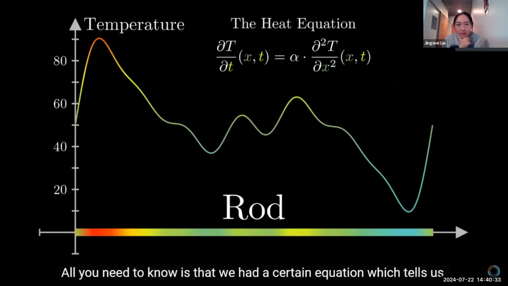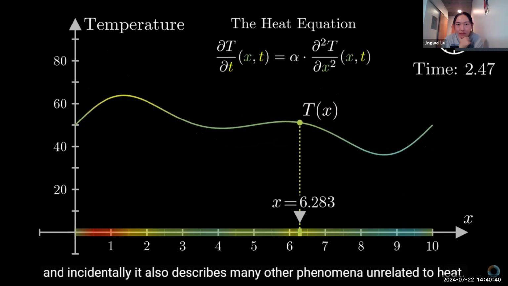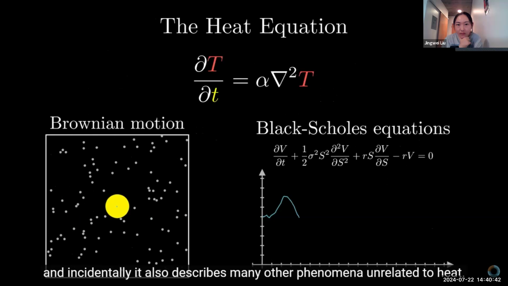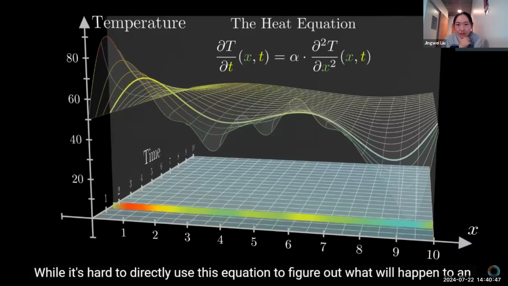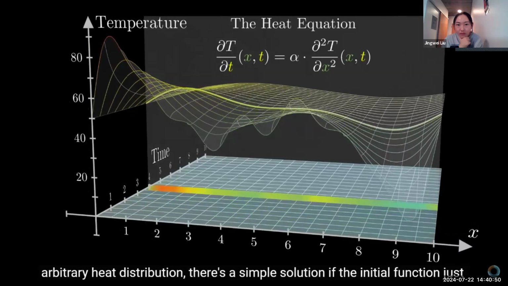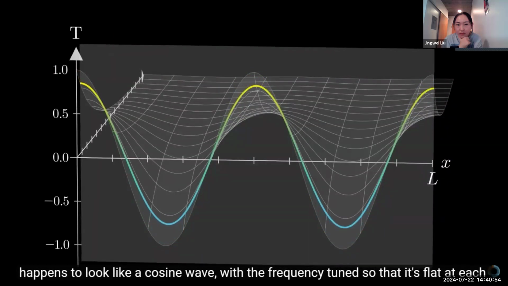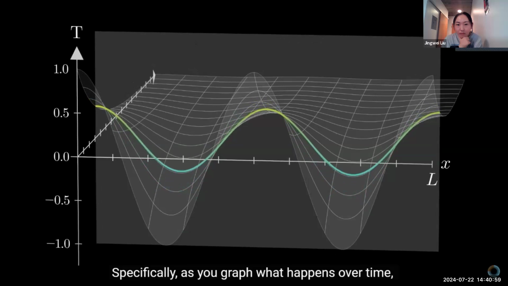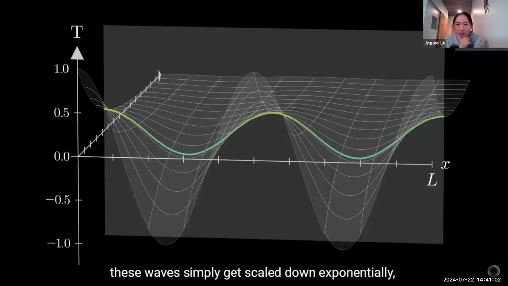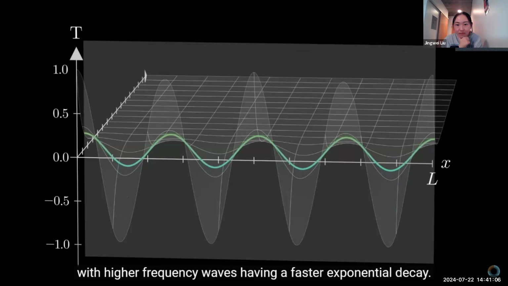All you need to know is that we had a certain equation which tells us how the temperature distribution on a rod would evolve over time. And incidentally, it also describes many other phenomena unrelated to heat. And while it's hard to directly use this equation to figure out what will happen to an arbitrary heat distribution, there's a simple solution if the initial function just happens to look like a cosine wave, with the frequency tuned so that it's flat at each endpoint. Specifically, as you graph what happens over time, these waves simply get scaled down exponentially, with higher frequency waves having a faster exponential decay.